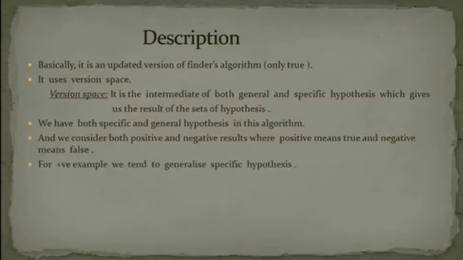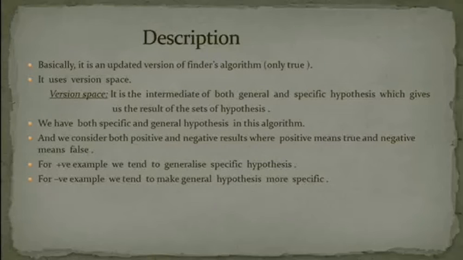For positive examples, we tend to generalize the specific hypothesis, and for negative examples, we tend to make the general hypothesis more specific. You will understand it more clearly when we are discussing the examples, so no need to worry if you have any doubts. So let's get into the next slide.